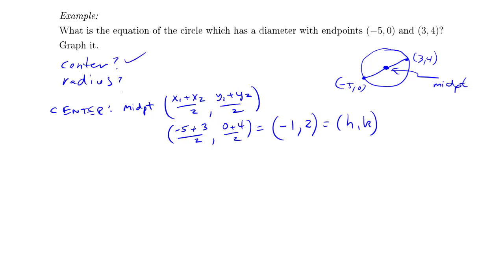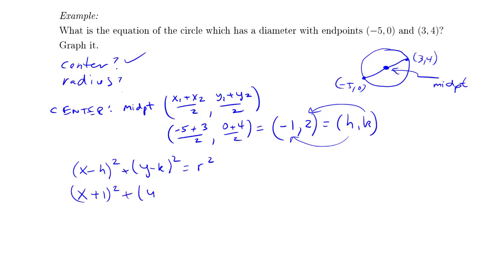Now I don't know the radius yet, but let's go back to the original equation of the circle. I'm going to put in what I just found. I found that h was negative 1 and k was 2. So x minus negative 1 is x plus 1 squared, plus y minus k is y minus 2 squared is r squared.